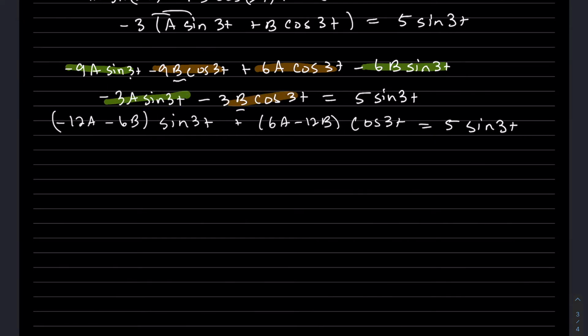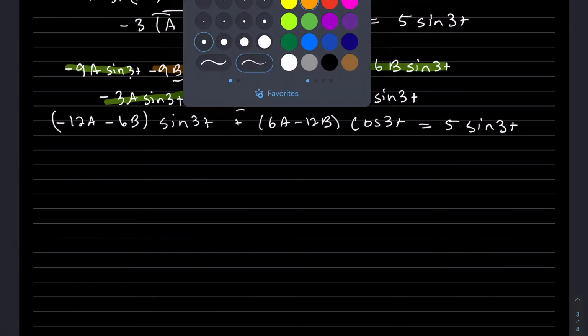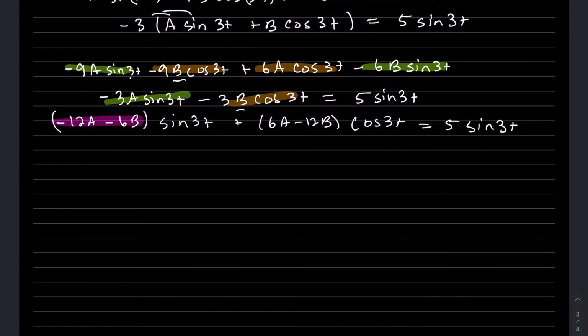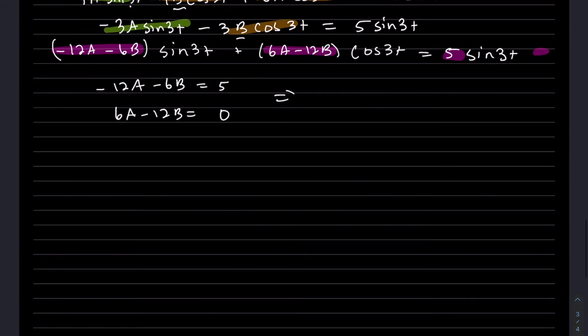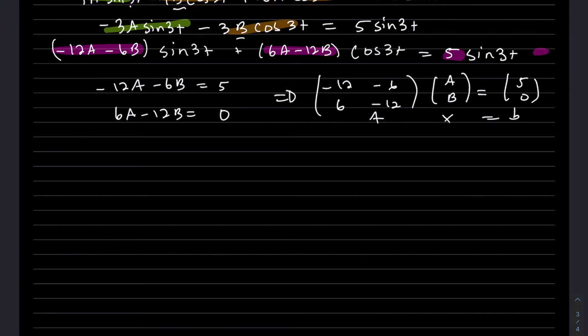So equating coefficients means that this coefficient in front of the sine of 3t has to equal 5. And this coefficient in front of the cosine has to equal 0 since there's no cosine over there. So let's write that out. This looks like we can use linear algebra to solve, or just two equations with two unknowns. Use algebra if you feel like it. So I'll utilize Cramer's.